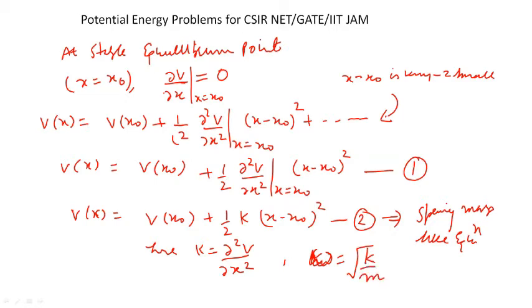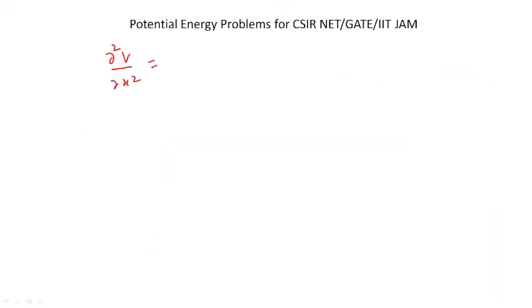We can write omega, which is the angular frequency. It is your angular frequency and it is equal to root k upon m. That means we will write del 2v over del x2 is equal to k, and our omega is equal to root k upon m in these type of the problems.